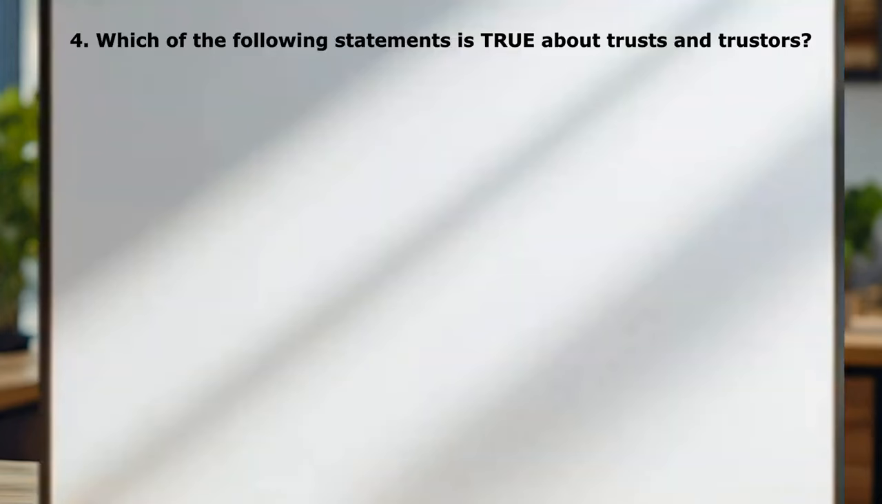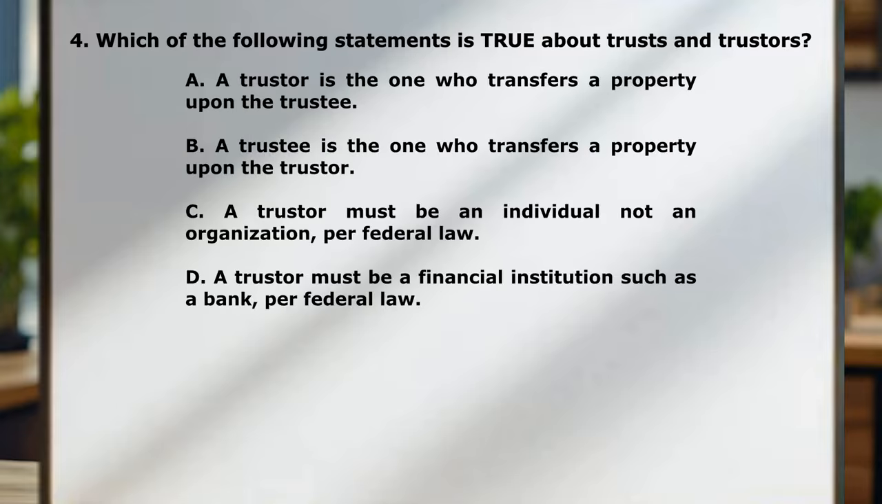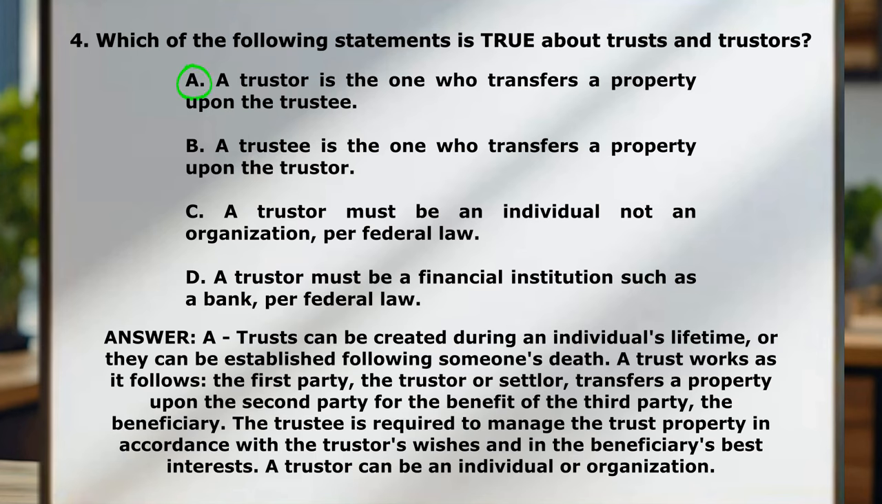All right, question number 4. Which of the following statements is true about trusts and trustors? A, a trustor is the one who transfers a property upon the trustee. B, a trustee is the one who transfers a property upon the trustor. C, a trustor must be an individual, not an organization, per federal law. D, a trustor must be a financial institution, such as a bank, per federal law. The answer is A. Trusts can be created during an individual's lifetime, or they can be established following someone's death.